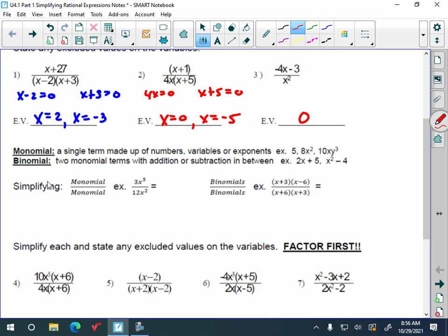So, for example, 3x to the 5th and 12x squared, these are both monomial terms, so we can simplify this. We would just simplify it like we would normally. 3 over 12 can simplify because we can divide top and bottom by 3. So the 3 would turn into a 1, and the 12 would turn into a 4. And then with the exponents, as long as the variables are the same, we can subtract exponents. That's back from like unit 0, I think. So we can subtract the exponents. The 2 can go up, and it becomes x to the 3rd on top. So we get 1x to the third over 4.